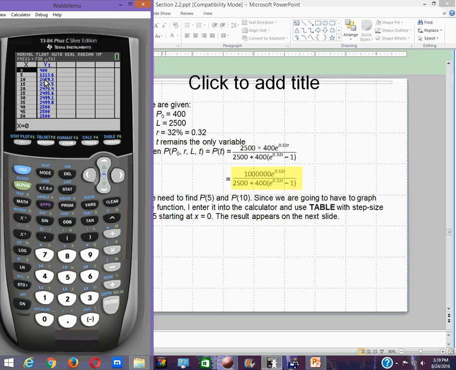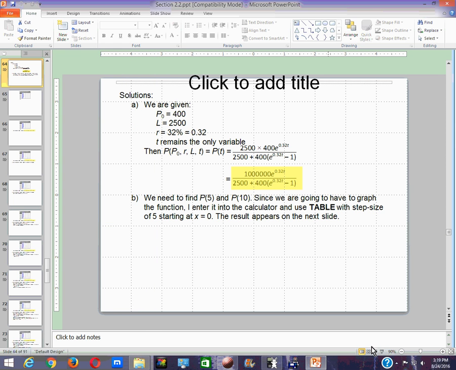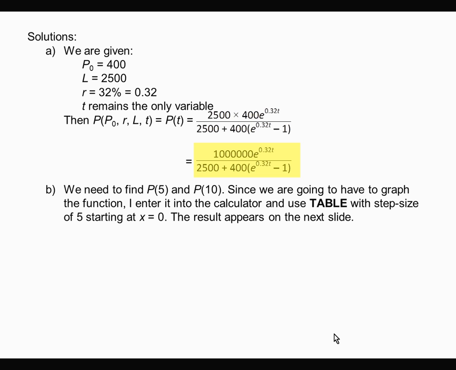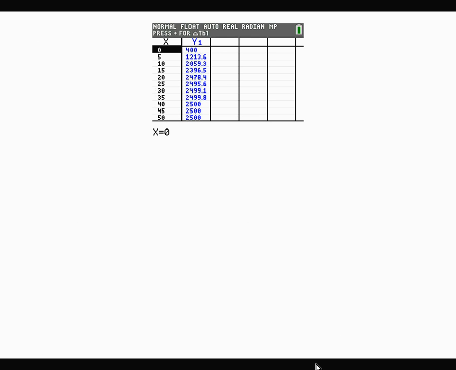So P of 5 to the nearest whole number is 1,214. And P of 10 to the nearest whole number is 2,059. So there's the result of everything I did. Again, P of 5 is 1,214, and P of 10 is 2,059. So there's the answer to part B.